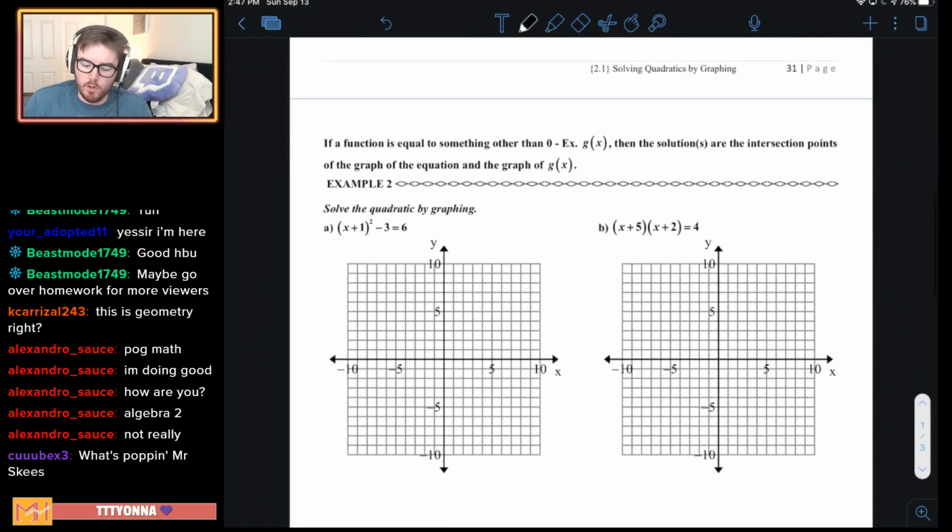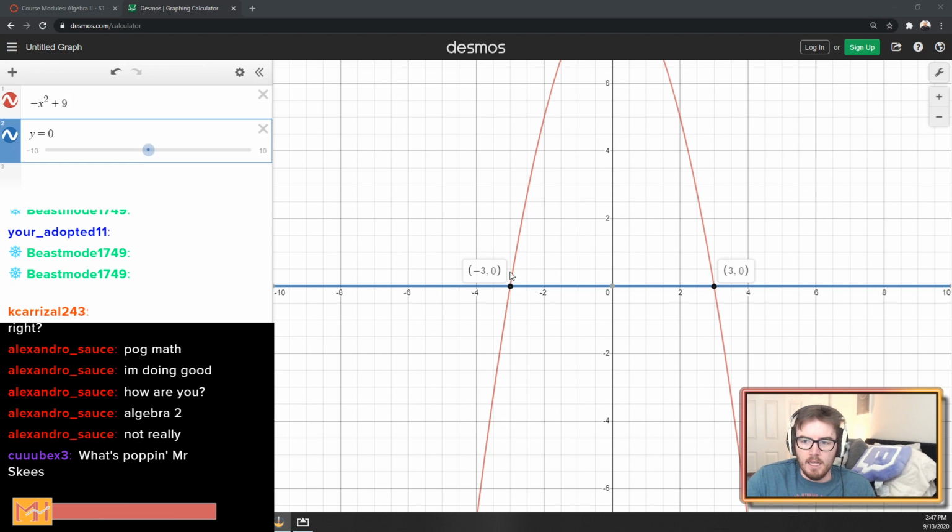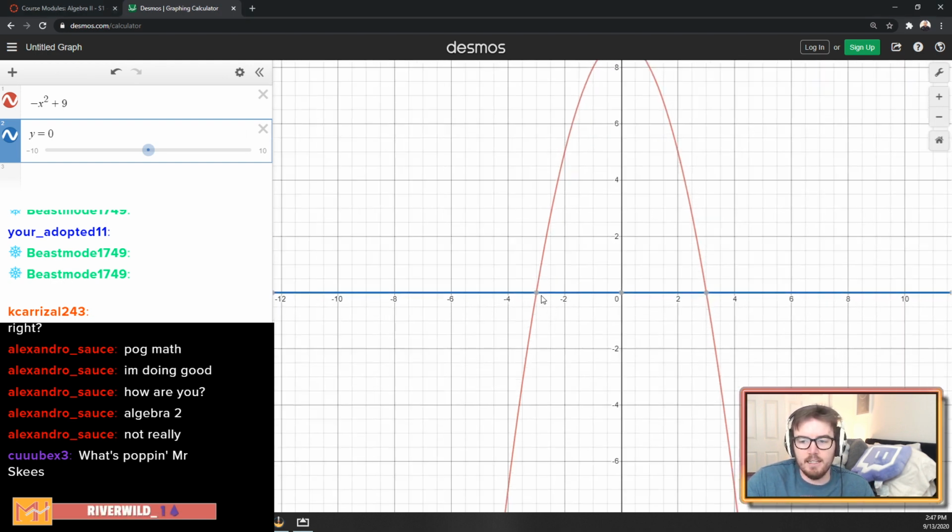Okay, so what happens when a function isn't equal to 0? What can we do? What should we do? What can we do with Desmos to make that easier? If a function is equal to something other than 0, then the solutions are the intersection points of the graph and whatever that new line is. So this is the line y equals 0. This is the graph that I just graphed, and their intersection points are the solutions. And I said those are the zeros because y is equal to 0.